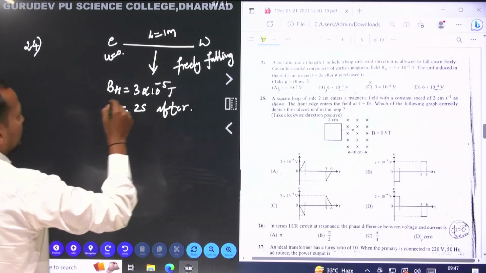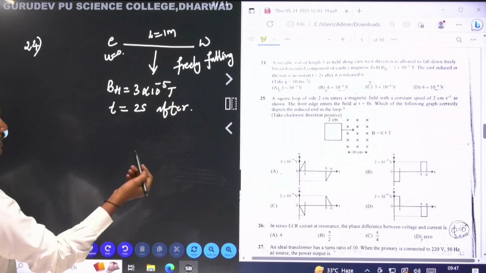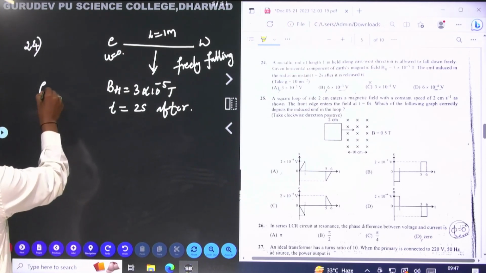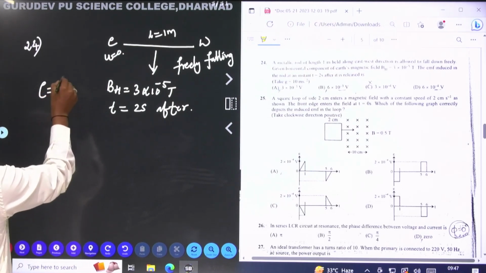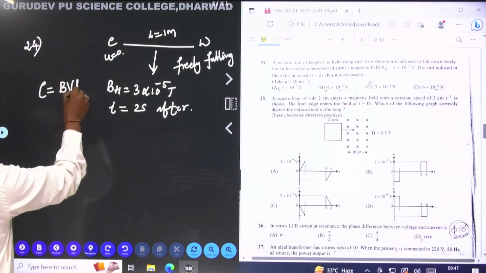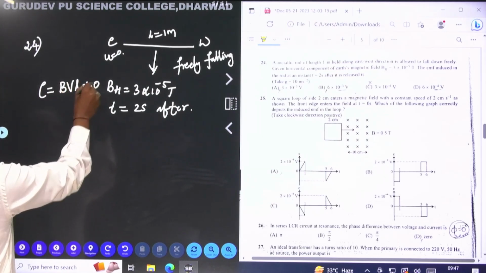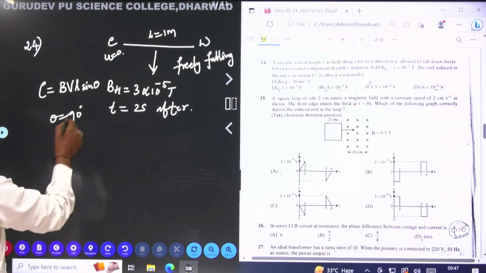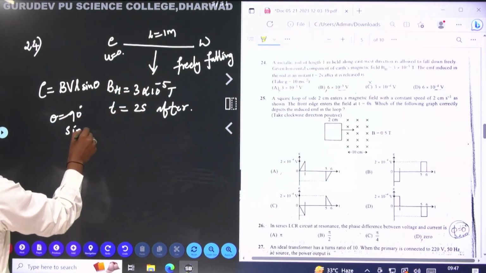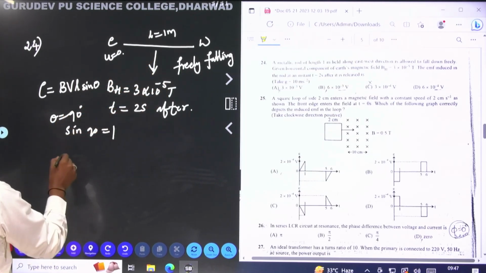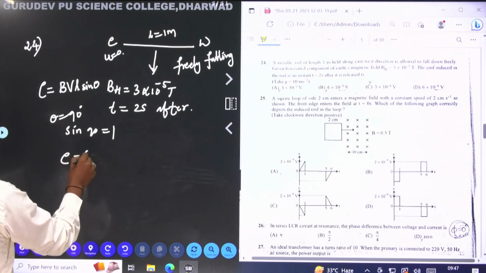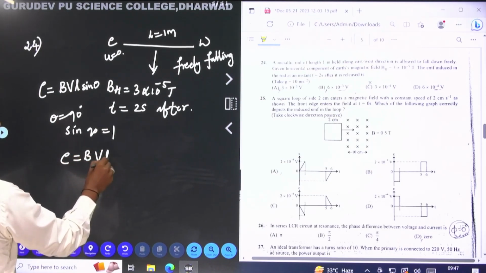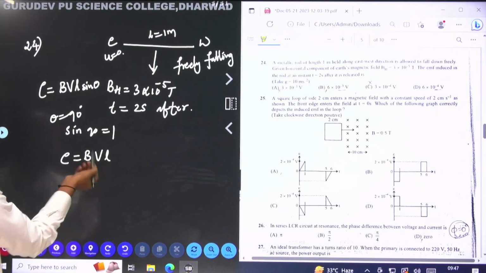So here, whenever a rod is placed in a uniform magnetic field, the EMF induced can be given by the formula E = BVL sin theta. Theta is 90 degrees here between rod and magnetic field. Therefore, sin 90 is 1. Therefore, EMF induced is equal to BVL. So here B we know, which is BH.